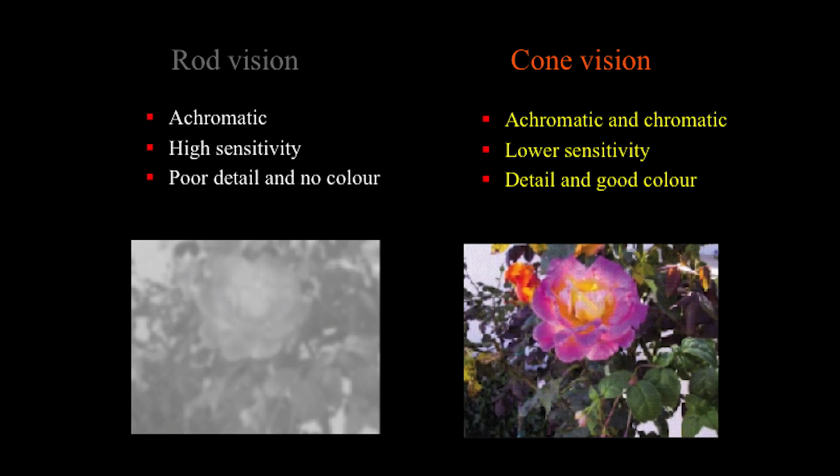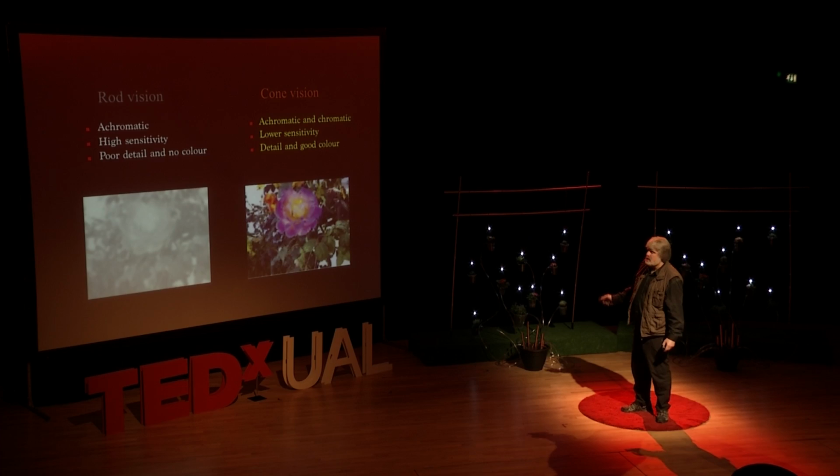And you can experience this yourself if you go out at night and dark adapt for 40 minutes. You will see things with your rods. And when you do that, you'll see something like this. You'll see no colour and poor detail. With the cones, you see colour and detail. Your sensitivity is lower, and remember again, it's responsible for achromatic and chromatic vision.